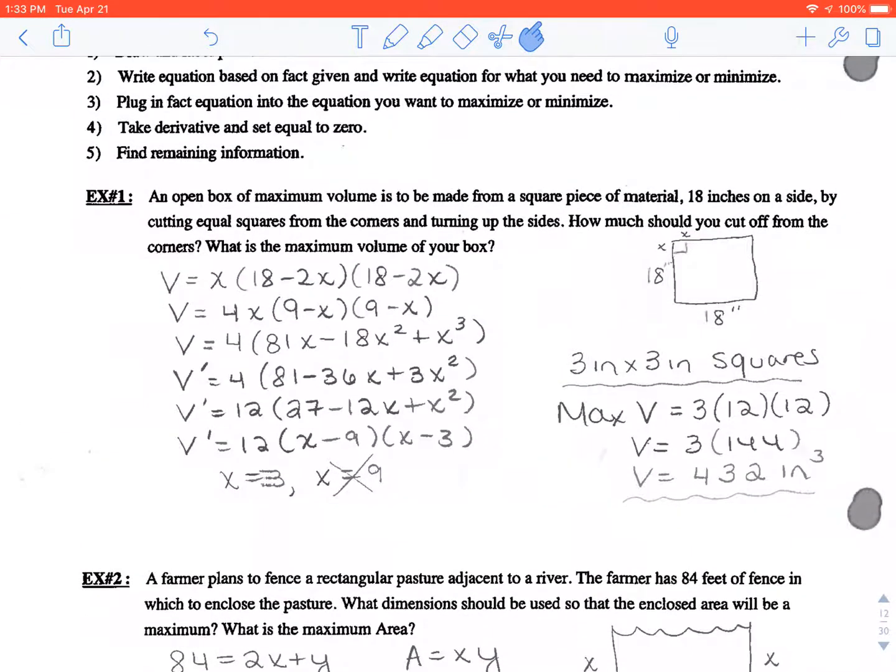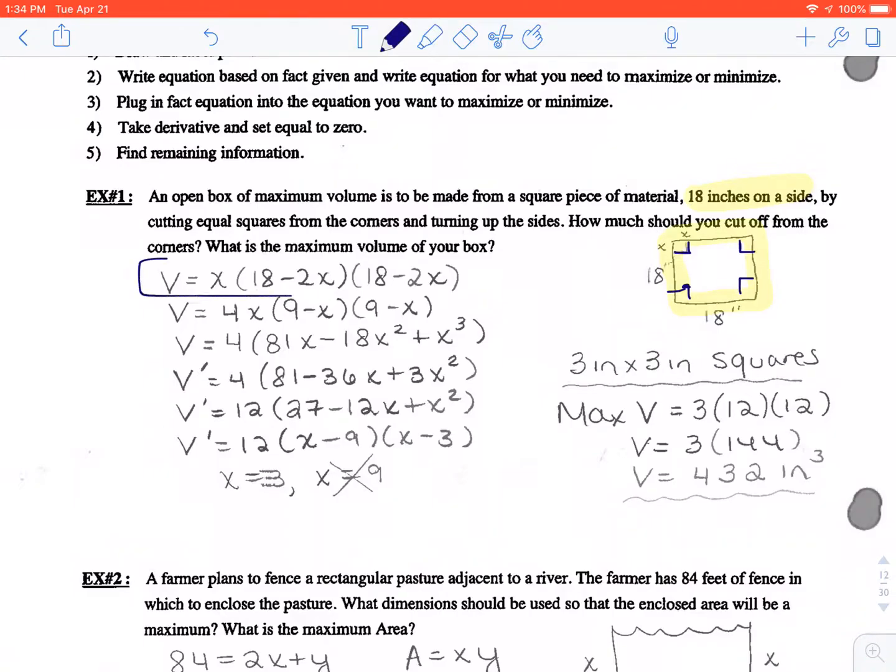Okay, so this one says an open box of maximum volume is to be made from a square piece of material. So immediately we're starting with a square. It's 18 inches on each side. And what's going to happen is if you cut a little square out of each corner, and flip up those flaps, it's going to make an open box. So they want us to find out what that dimension x should be so that there's a maximum volume.